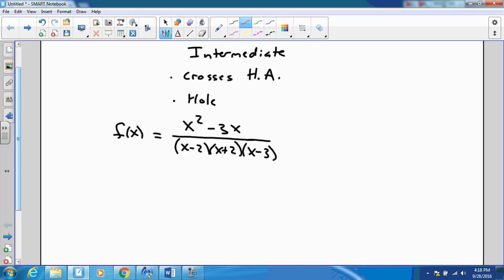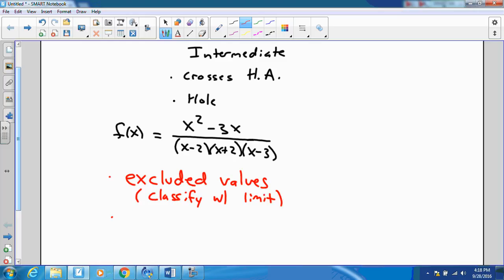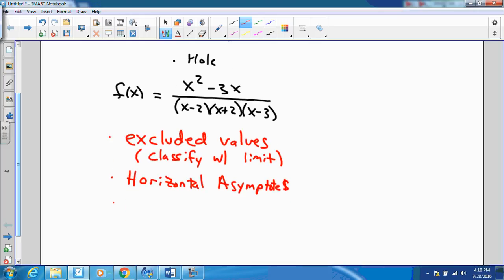So you remember our basic framework for graphing rational functions. First we find and classify the excluded values. And once we have found and classified those excluded values using a limit, then we find our horizontal asymptotes, if any. And finally, we find the zeros. And having gotten all of that information, that should lead us to a graph.